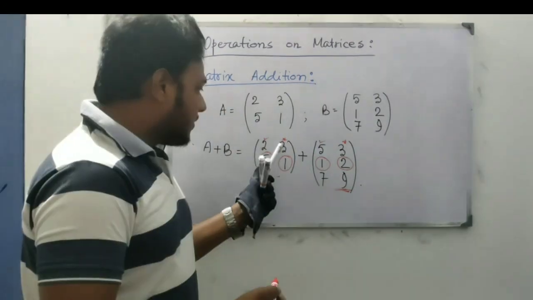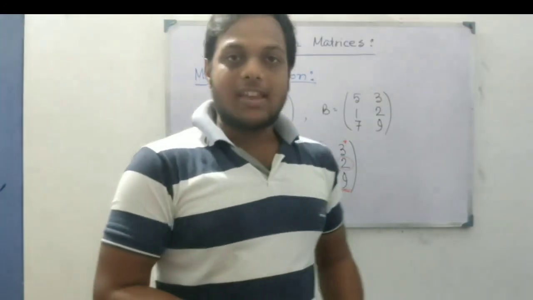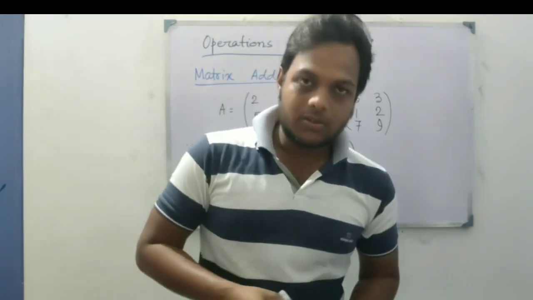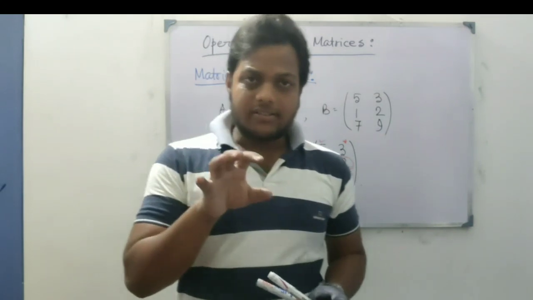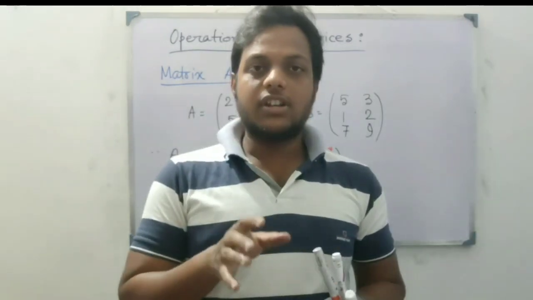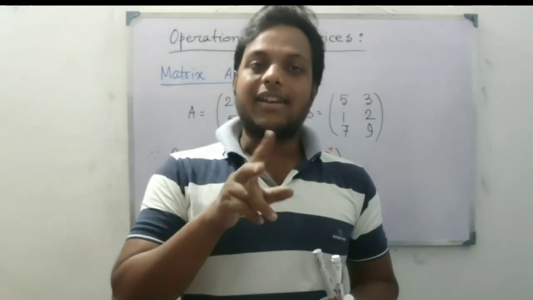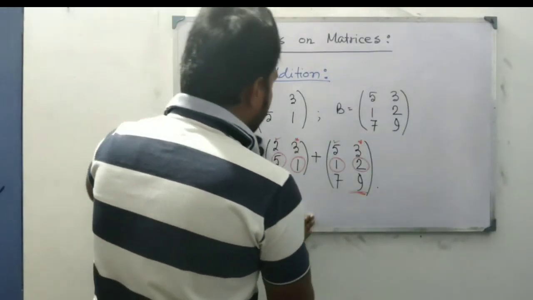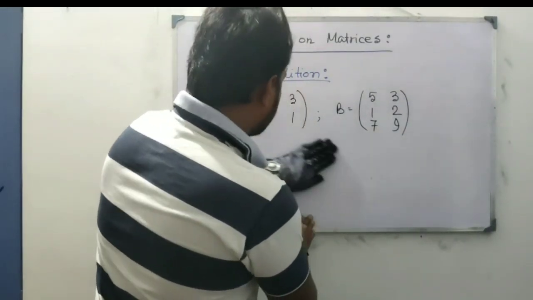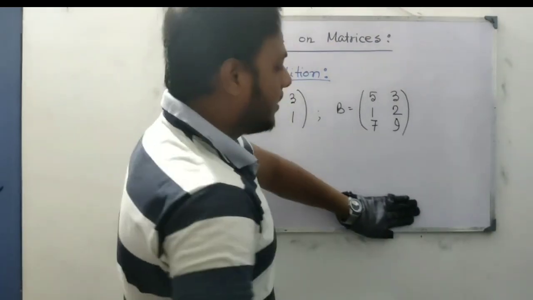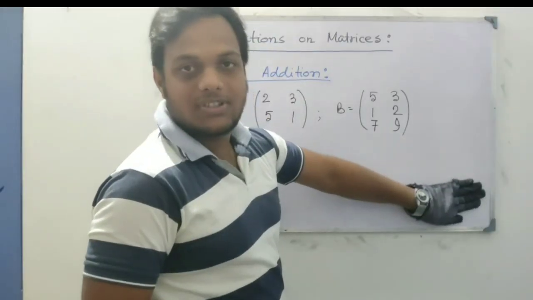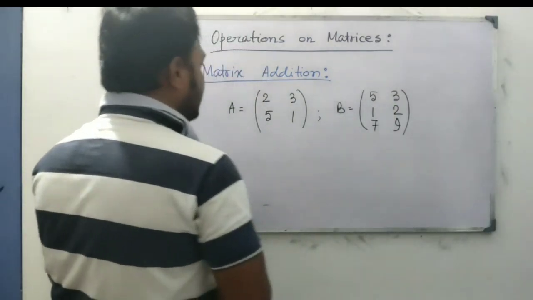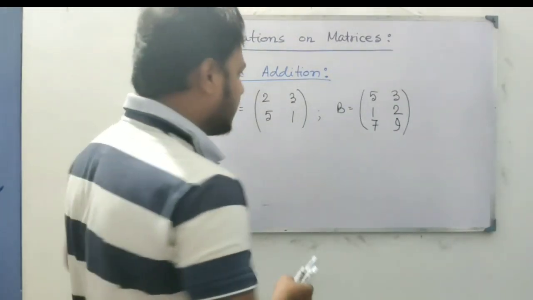Why? Since matrix addition says that we have to add the corresponding entries, addition is possible if two matrices are of the same order. So this is the restriction: matrix addition is possible only when the matrices are of the same order. Is it clear to you? Now, hope you get the idea about matrix addition.